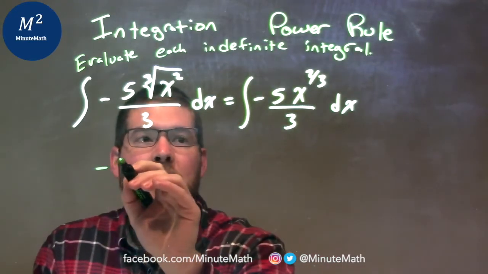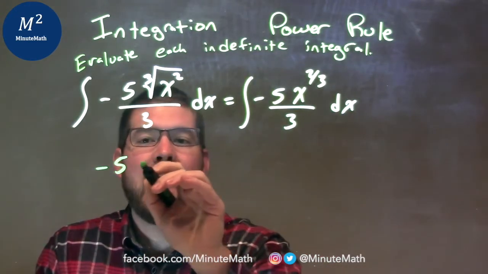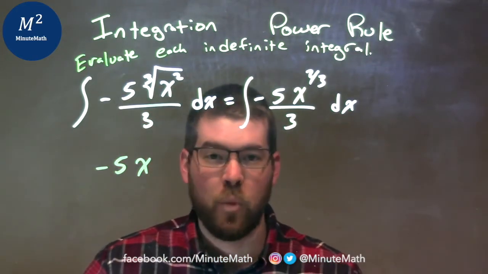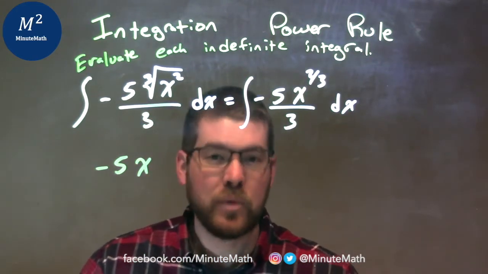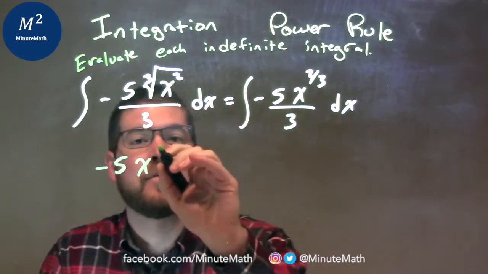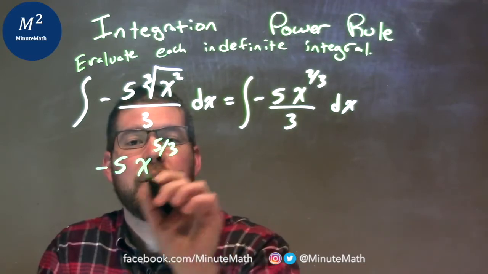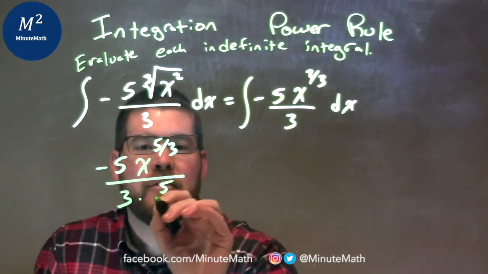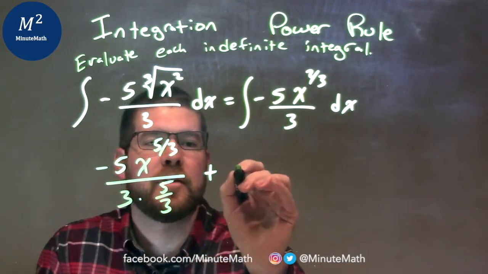We have the negative 5 staying up front here. We add the exponent by 1. Okay, so 2/3 plus 1 is the same thing as 2/3 plus 3/3. So 2/3 plus 3/3 is 5/3. So we have x to the 5/3 power here. We have 3 down here, but we have to divide by that exponent 5/3, and don't forget our plus c.